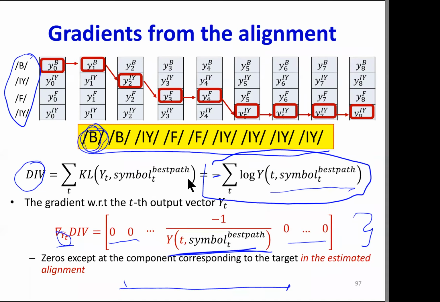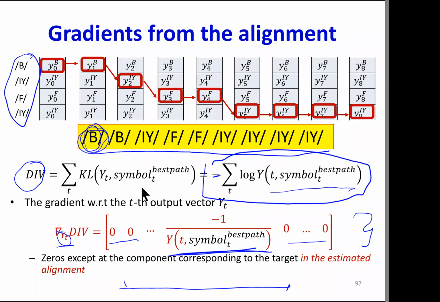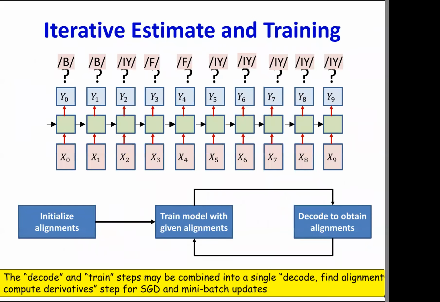Easy, right? And so now once you do that, it's very easy to train the model. Once you know this formula, it's very easy to train the model. To train the model, you're going to initialize your alignments for all of the training instances. Then you're going to train the model with the initial alignments.